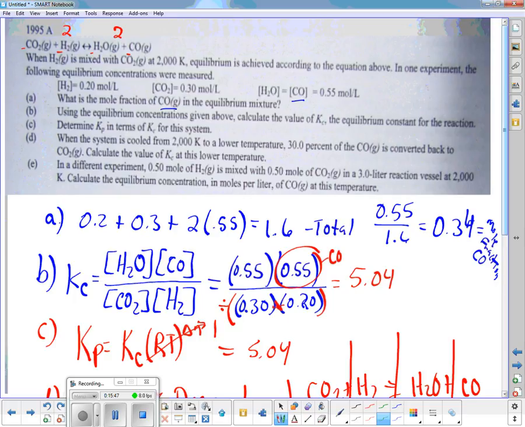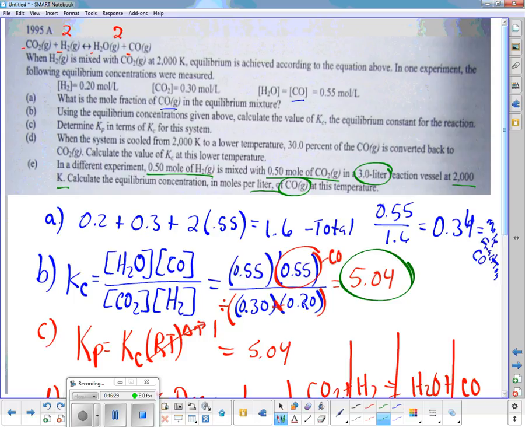Okay, so you guys are going to have to help me. We're looking at E now. In a different experiment, 0.5 moles is mixed with 0.5 moles in a 3-liter reaction vessel at 2000 K. Calculate the equilibrium constant of carbon monoxide. Okay, in moles per liter. So really quickly, what does that tell me? Because it's the same temperature, I can use that K. It's at the same temperature.